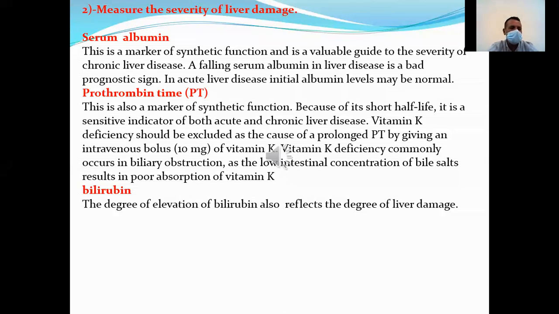How do we differentiate that? We inject 10 milligrams of vitamin K IV, and then after 5 or 15 minutes, we assay the PT. If the PT is corrected after injection of vitamin K, that means it is due to vitamin K deficiency. But if the PT is not corrected after injection of vitamin K, that means it is due to liver disease. That means there is destruction of the hepatocytes, leading to decreased synthesis of the coagulation factors and prolongation of PT.